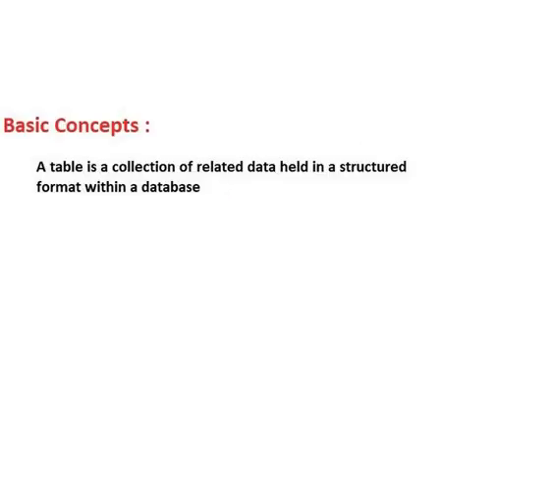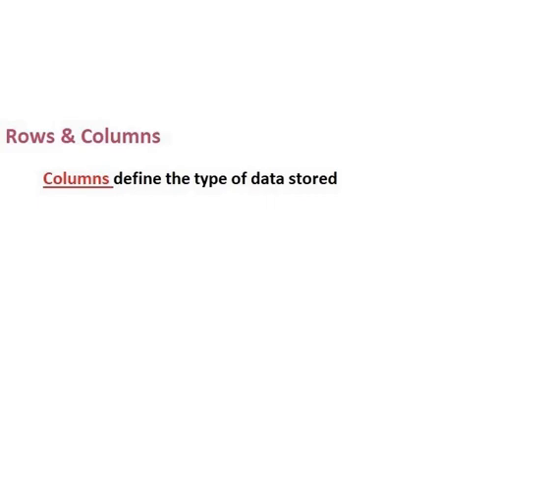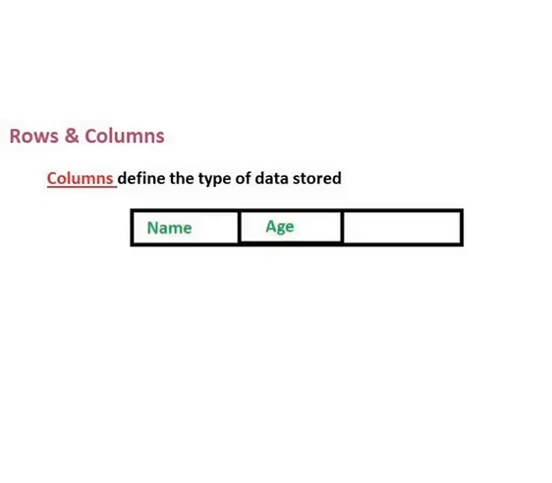Basic concepts. Let's start with some basic concepts. A table is a collection of related data held in a structured format within a database. Think of it like a spreadsheet where data is organized into rows and columns. Columns define the type of data stored, such as name, age, or email.